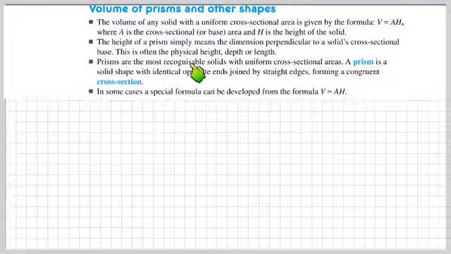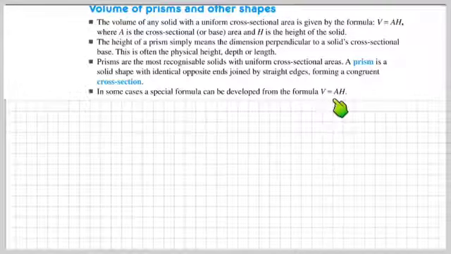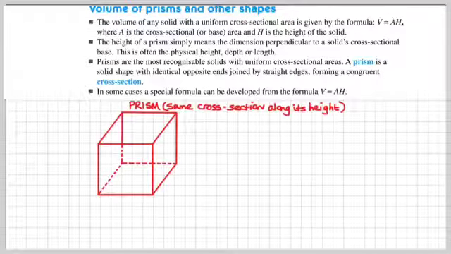Prisms are the most recognizable solids because they have uniform cross-sectional areas and they're very easy to pick. A prism is a solid shape with identical opposite ends joined by straight edges, forming a congruent or identical cross section. That's what I've been saying. So in some cases, yes, you can develop a special formula from this generalized formula V equals A times H, as we'll see in a moment, alright? So there's a prism, okay?